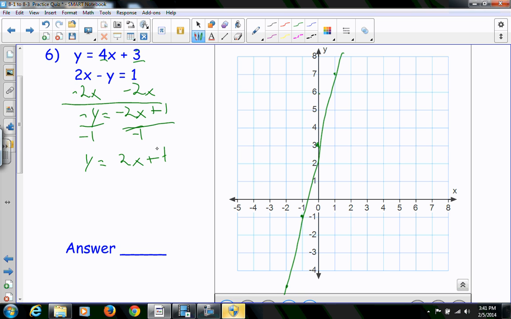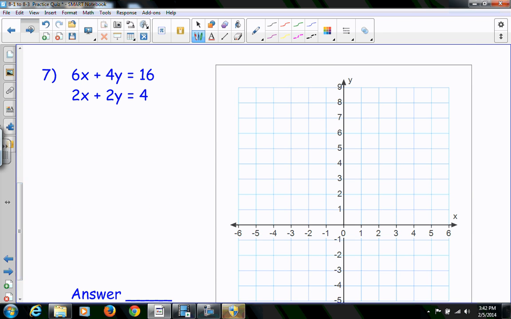Y-intercept here is positive 1. So there's my positive 1, and I go up 2, right 1, up 2, right 1, up 2, right 1, and then I go backwards again, down 2, left 1 here. And actually, my two lines intersect right at that point there. So my answer is negative 1, comma, negative 1. Okay. All right, you're going to do the second one in the same way here.